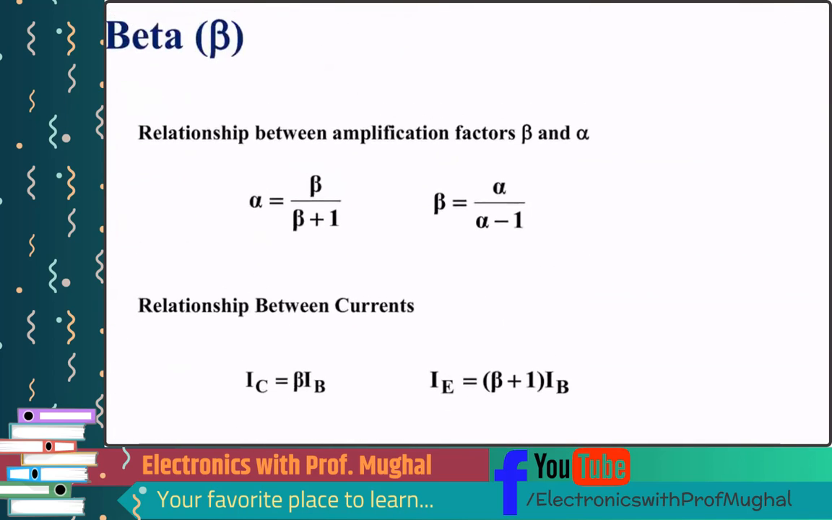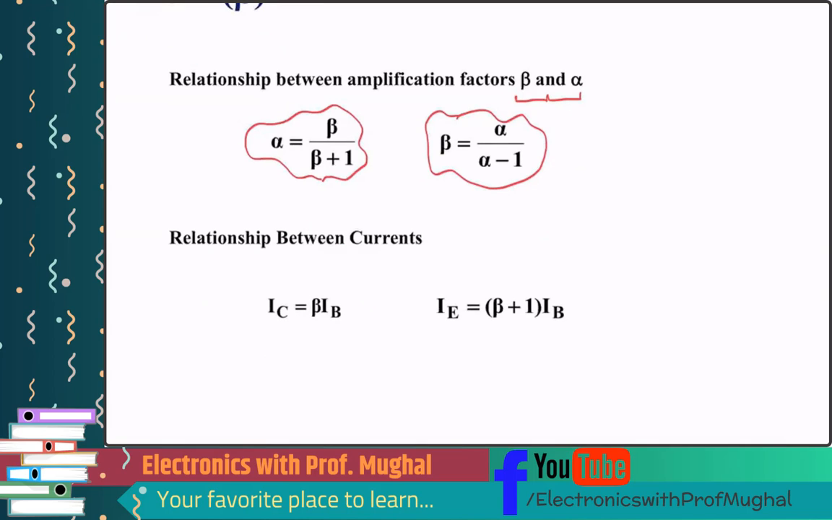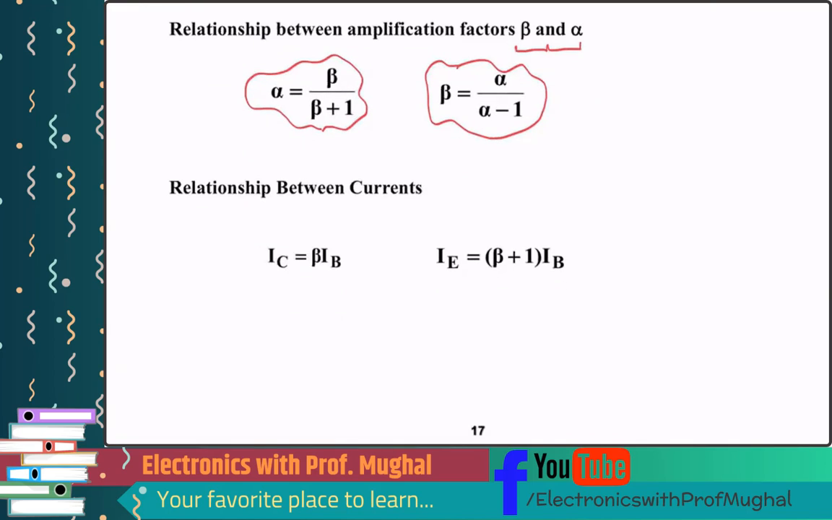Okay, all right. Relationship between the amplification factors beta and alpha. Alpha is equal to beta over beta plus 1, and beta is equal to alpha over 1 minus alpha. It's important to remember that also because we might need that. Some places we already learned IC equals beta times IB. How did we get here? This equation, how did we get here?